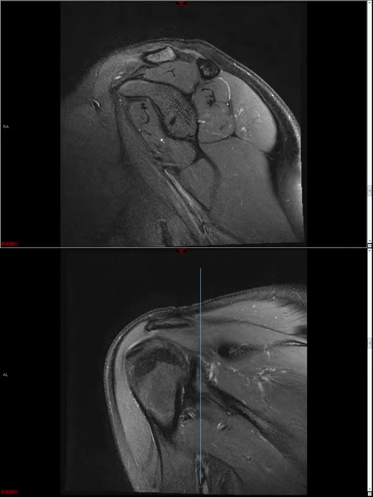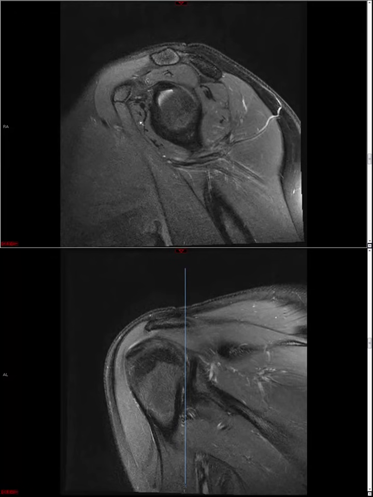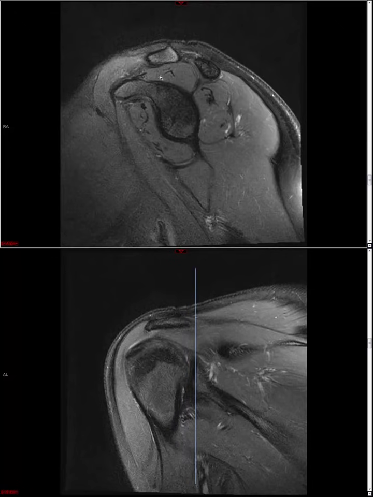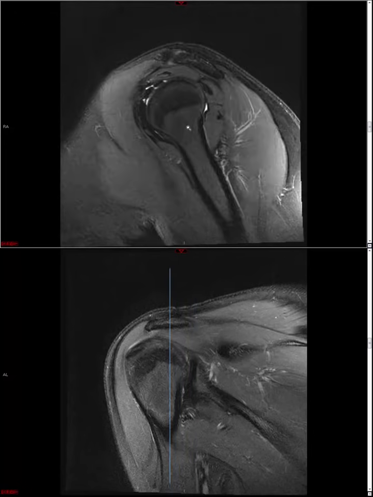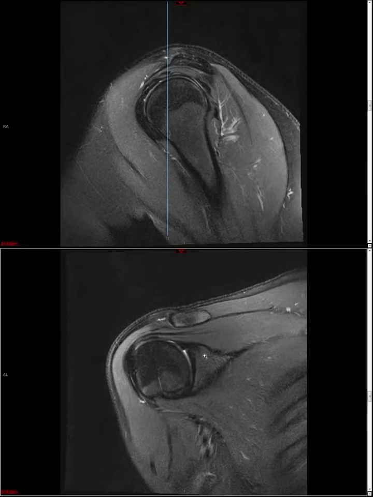As you know, the subscapularis tendon, which is this tendon right here anteriorly, inserts onto the lesser tuberosity. The supraspinatus, infraspinatus, and teres minor, as you know, insert onto the greater tuberosity. Okay, so the sagittal shows the tendons quite nicely and the muscles, as well as the coronal. Those are the main sequences that we would use for interpreting the rotator cuff.